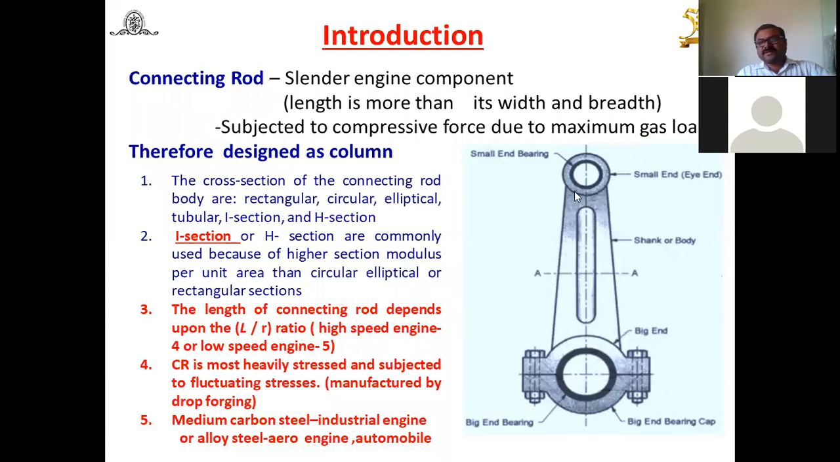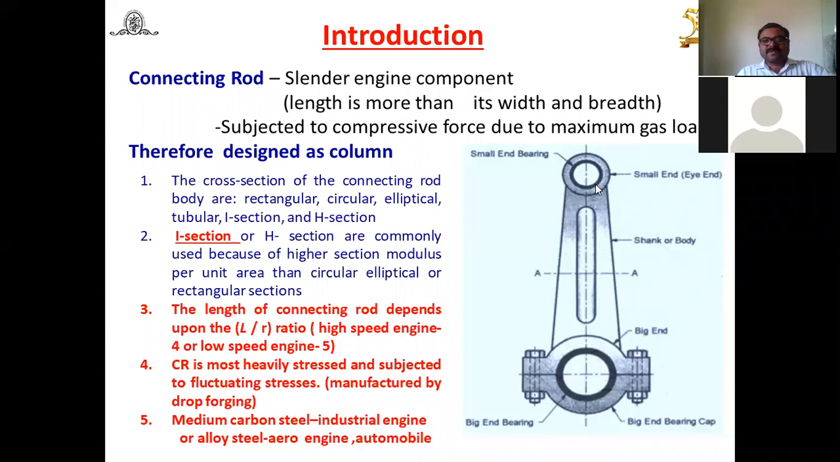Now here you will find the construction of the connecting rod. This is the small end. This is the big end. This small end is fitted or connected to the piston part, and this big end is fitted on the crank of the IC engine.